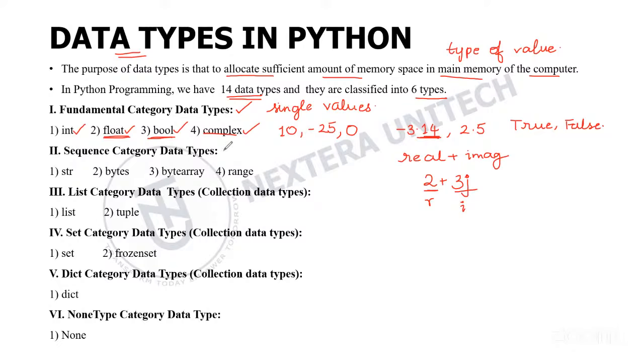And till now we've learned about sequence category data types also. In that, we learned about string, and then bytes, byte array, and range. Sequence category data types are used to store a sequence of values. It also stores a sequence of characters, and range is mainly used in loops. Now today we are going to learn about list category data types.